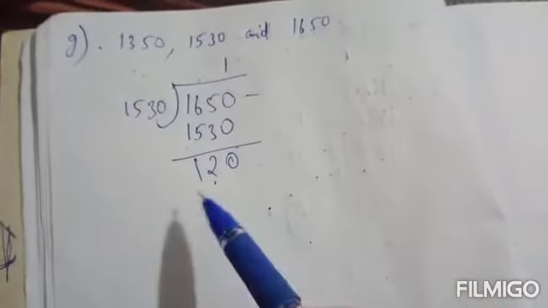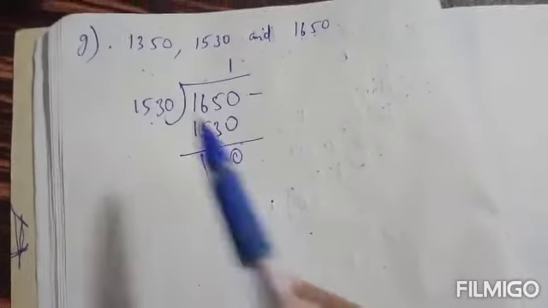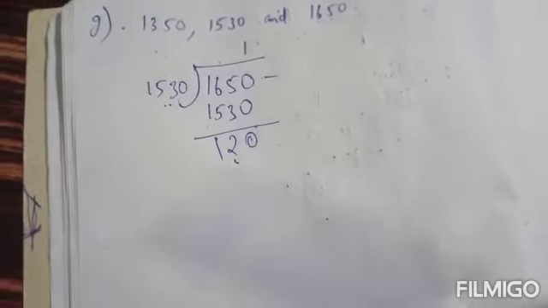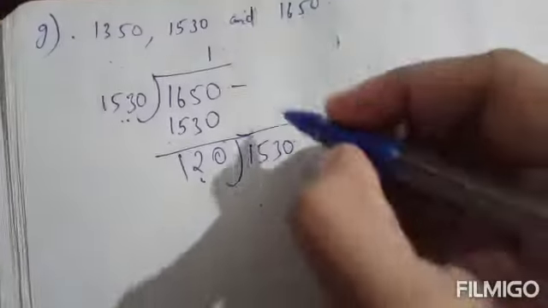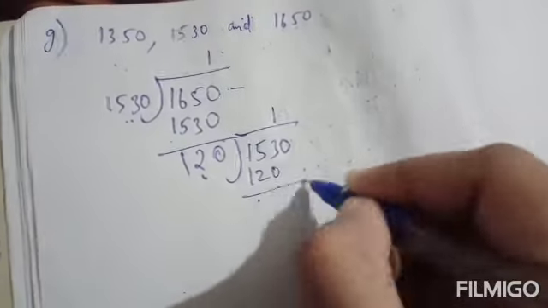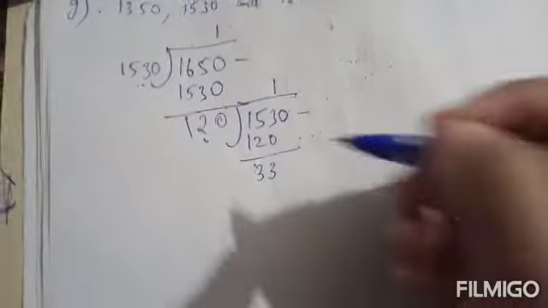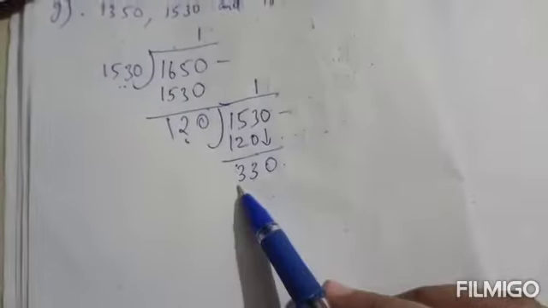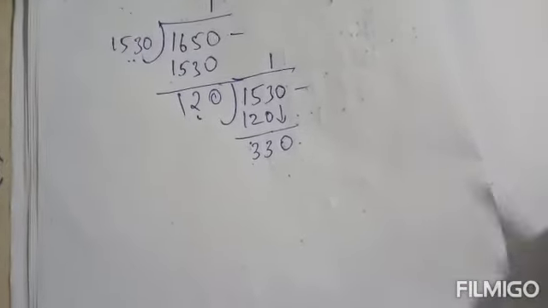Okay. Now next divide this 1530 by 120. The divisor will become the dividend and the remainder will become the divisor. So dividing 1530 by 120, what you will get? 120 into 1, it is 120. Now subtracting, 33 you will get. But here there is a 0, so write it down. Remember, this 330 is not the remainder. You need to do the division one more time.